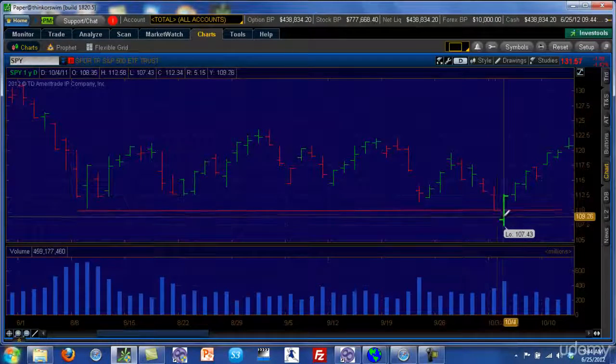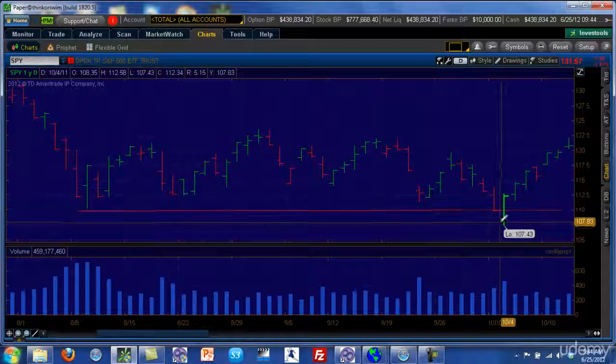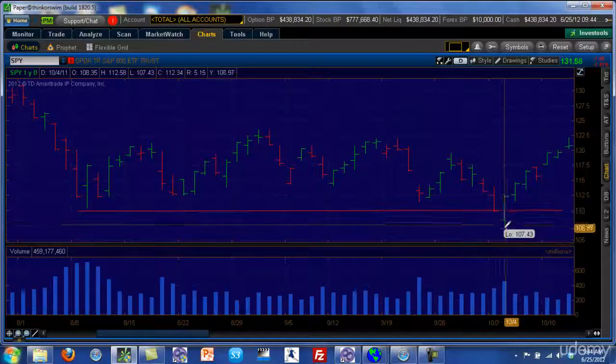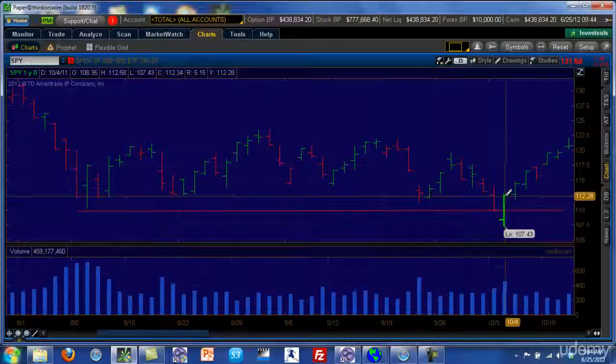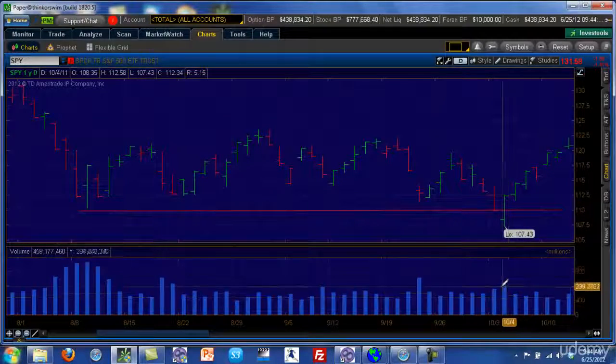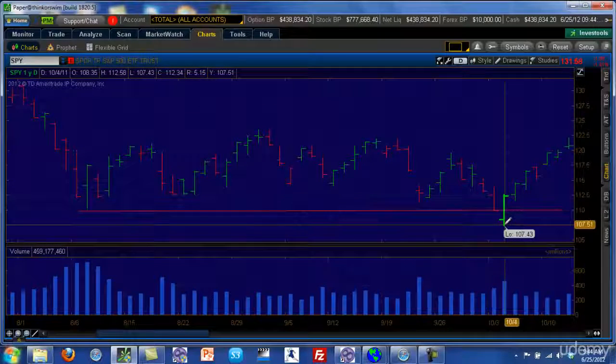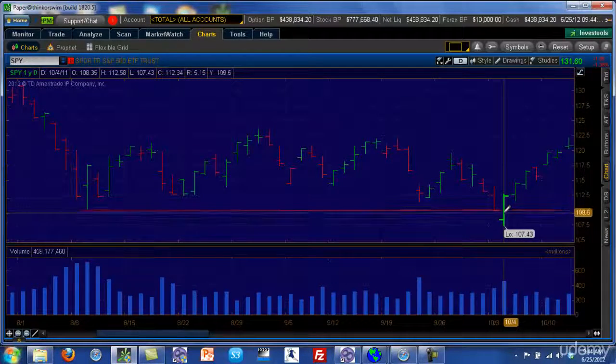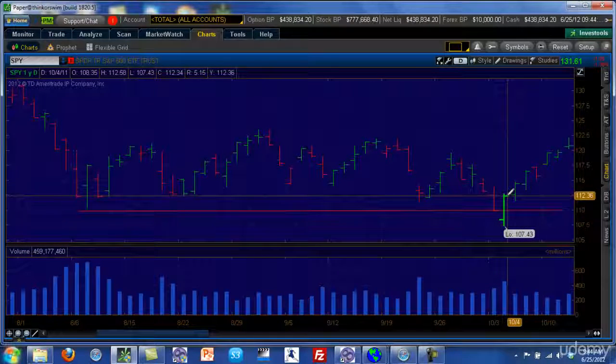So now if you see the next day actually gaps down because it opens right here at about 108, goes down to 107, and then it turns back and goes up all the way to 112, and it does it on higher volume. So this tells you again that even though it broke through the support line, it did not close below the support line. So, it closed right here at 112.